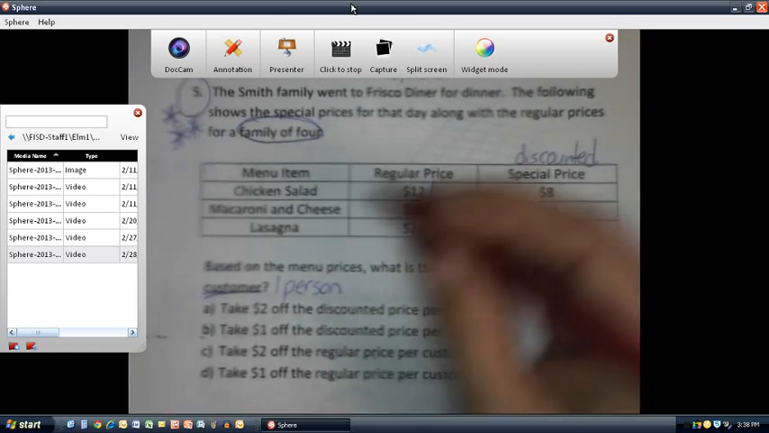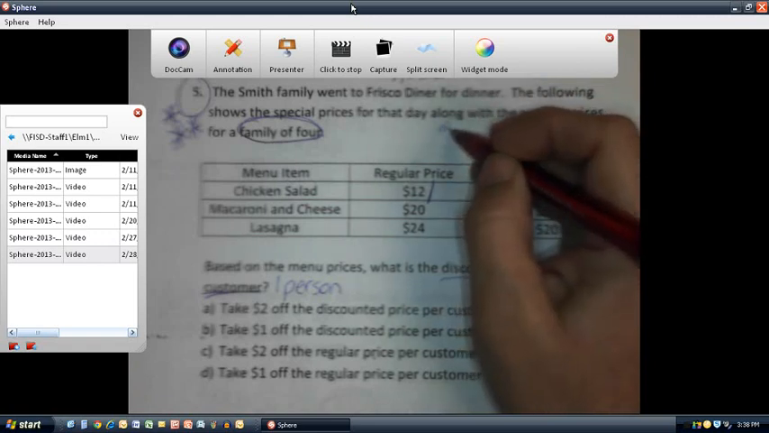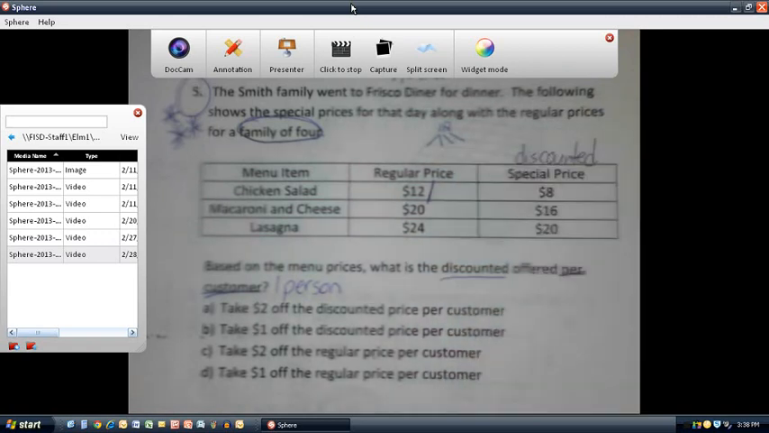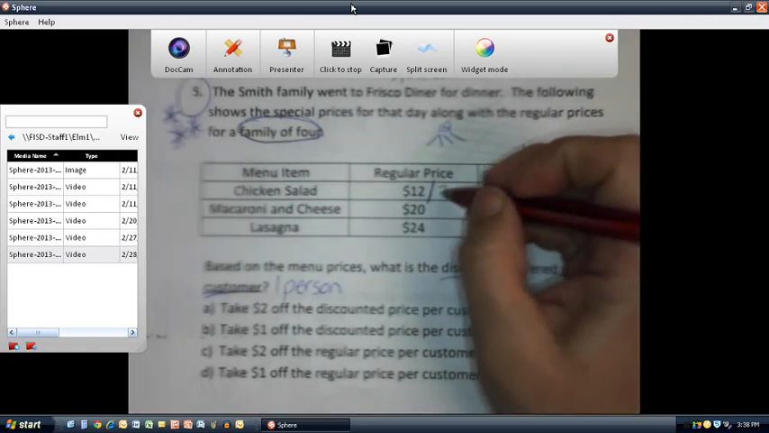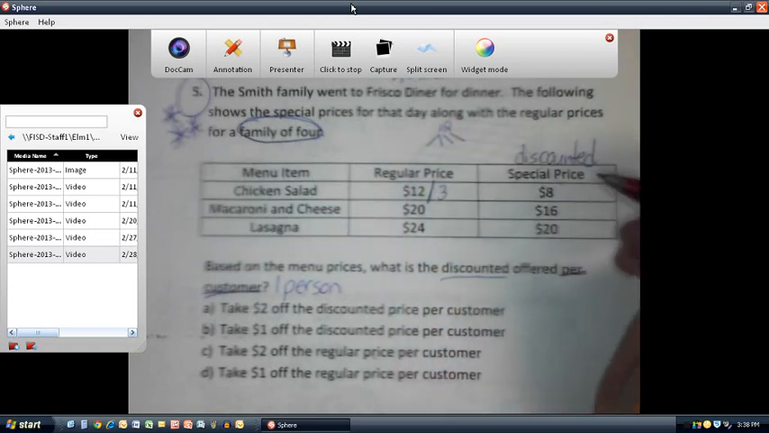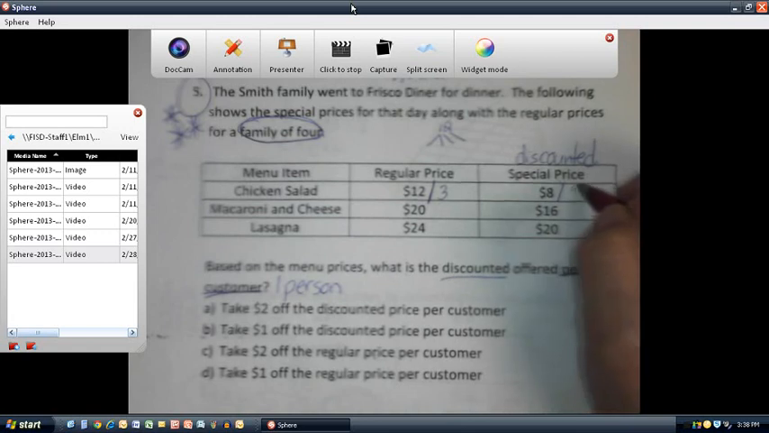If it was $12 for 4 people, I would divide to find out how much it would be for just one person. 12 divided by 4 is $3. So each person, it would cost them $3. The special price, 8 divided by 4, would be $2.